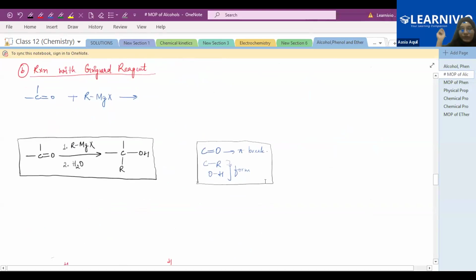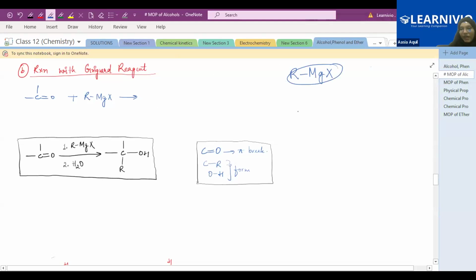Next, reaction with Grignard reagent. That's again a reaction of carbonyl compounds. First was the reduction of carbonyl compound, which will give you the corresponding alcohol. An aldehyde will reduce to a primary alcohol and a ketone will reduce to a secondary alcohol, right? But here, the reaction is with Grignard reagent. Now, what is Grignard reagent? RMgX, where you use magnesium metal, a magnesium halide, along with your alkyl group. So this RMgX is your Grignard reagent.